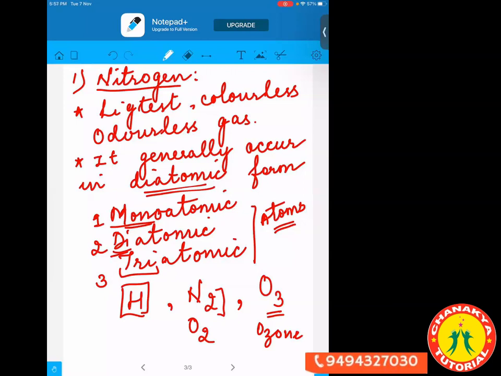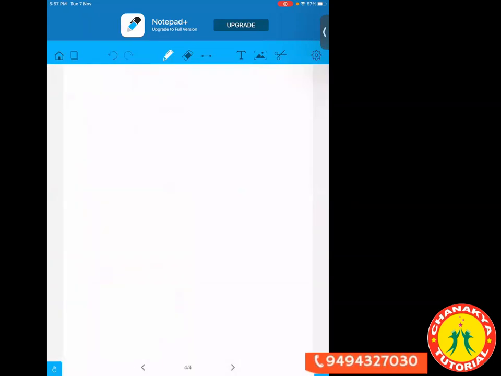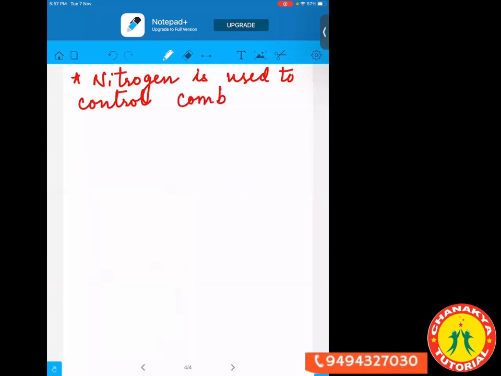So O3 is ozone. If one atom is present, monoatomic. If 2 atoms are present, diatomic. If 3 are present, then triatomic. So nitrogen generally occurs in the diatomic form. Now, going to the third point, nitrogen is used to control combustion. Now, what do you mean by combustion? Have you ever studied about the combustion? I think yes, you might have studied it. What is combustion?